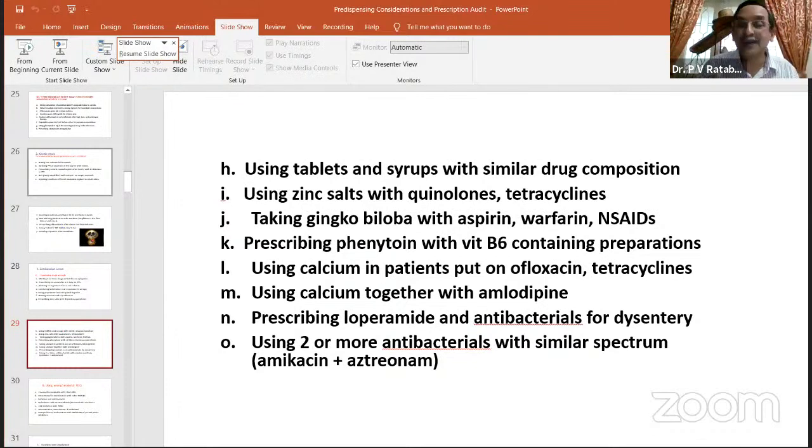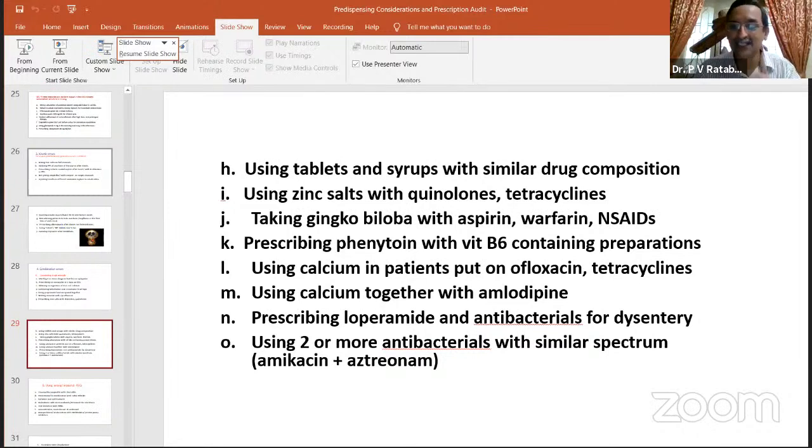Prescribing phenytoin with vitamin B6 containing preparations, or using calcium in patients put on ofloxacin, tetracyclines. Calcium with amlodipine. Amlodipine is a calcium channel blocker. So if you take calcium along with amlodipine, then amlodipine action will go down. Prescribing loperamide and antibacterials for dysentery.